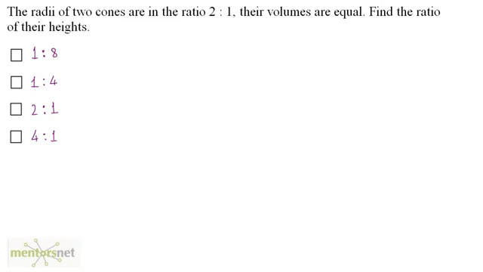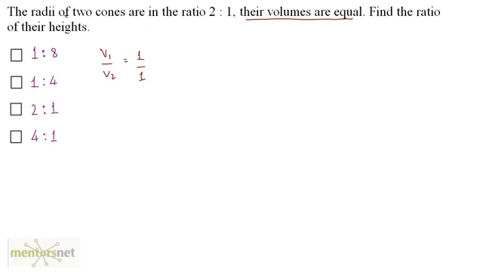The radii of two cones are in the ratio 2:1. Their volumes are equal. Find the ratio of their heights. Now it is said that the volumes of these two cones are equal. So I can say that the ratio of the volumes is 1. So V1 by V2 is equal to 1 by 1. I can say that, right?